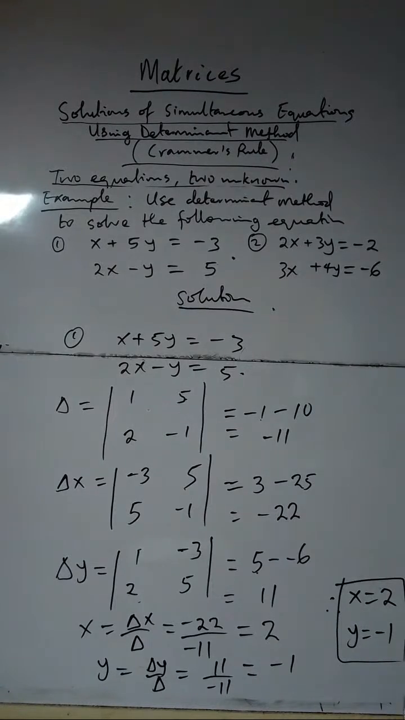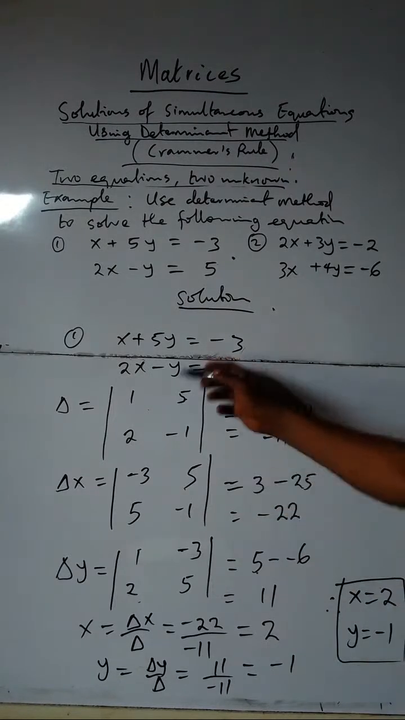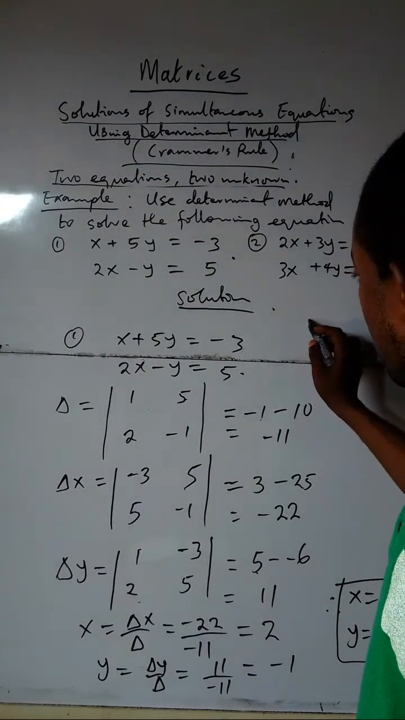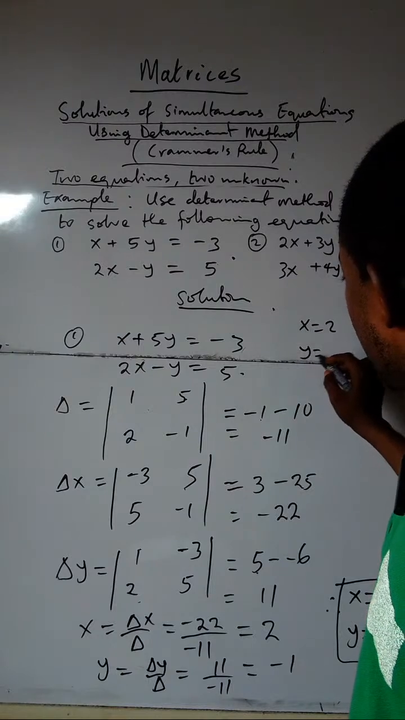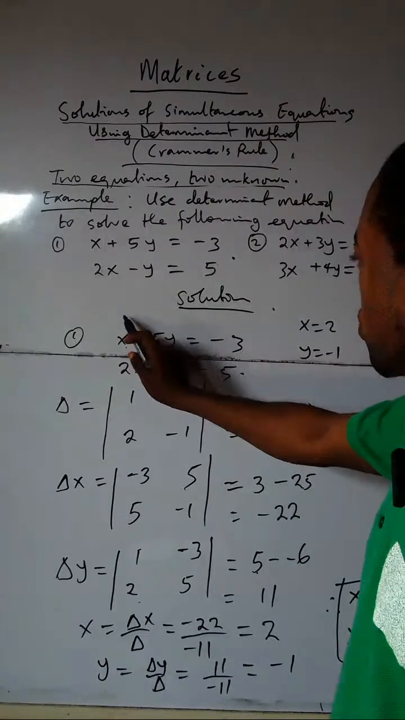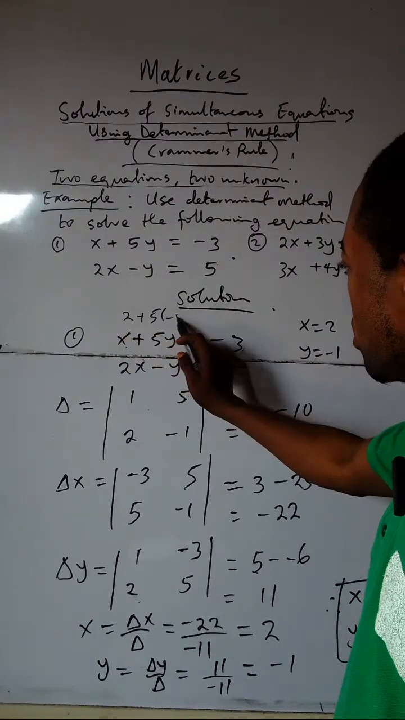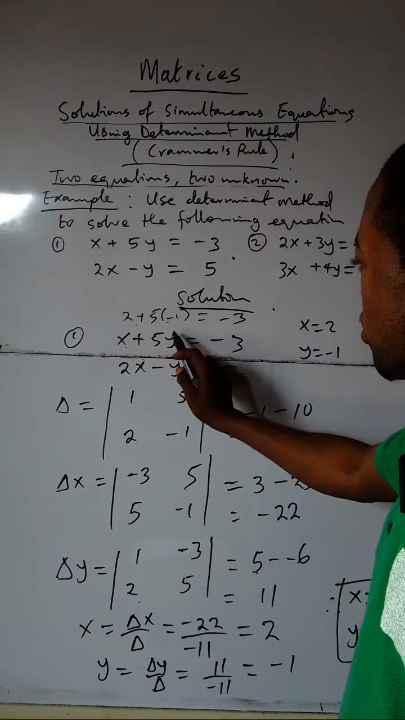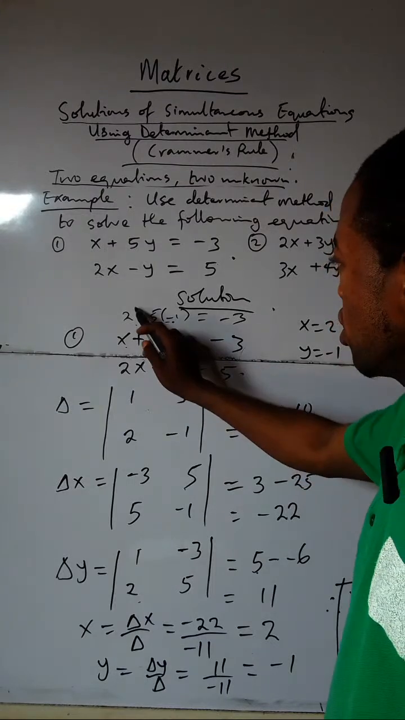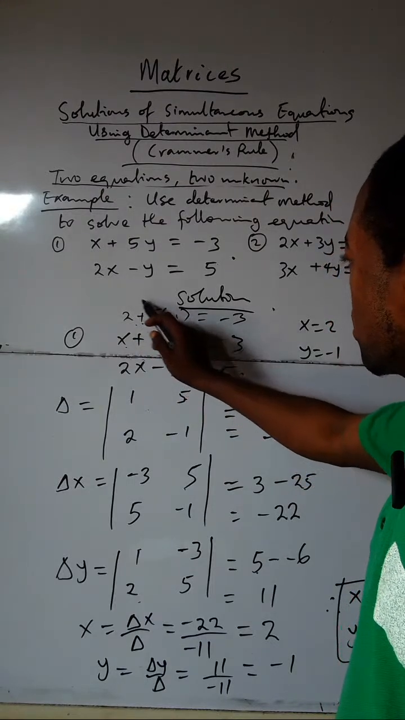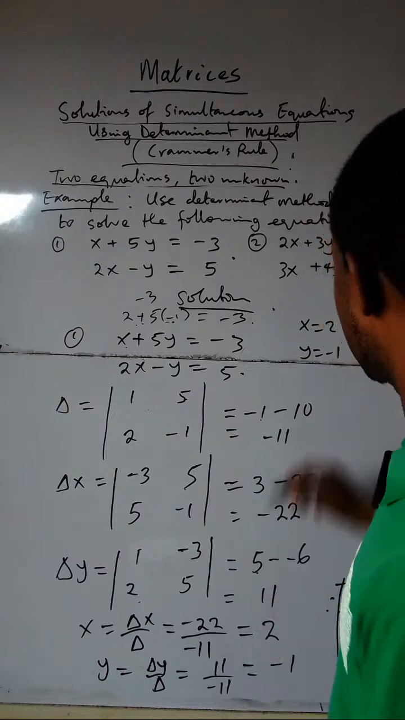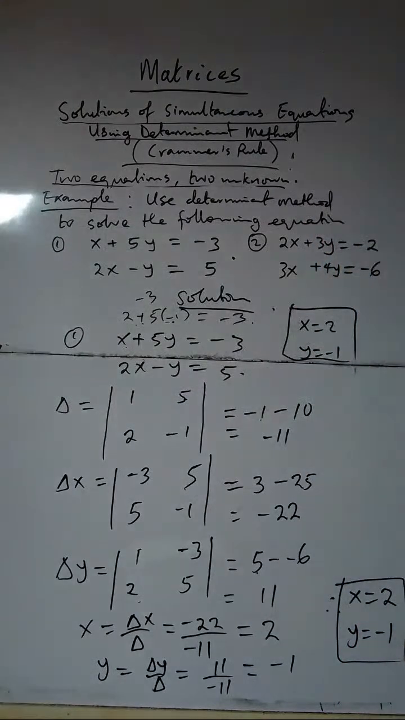Then when we run a check here, you can substitute the values of x and y into any of these equations to see if we are correct. Now, for x equals 2 and y equals minus 1, we are going to have 2 plus 5 times minus 1, will it be equal to minus 3? Of course, this becomes 2 minus 5, because plus times minus is minus. So we have 2 minus 5, and 2 minus 5 is minus 3, which is equal to minus 3 here. So that means the solution, x equals 2 and y equals minus 1, satisfies these equations.